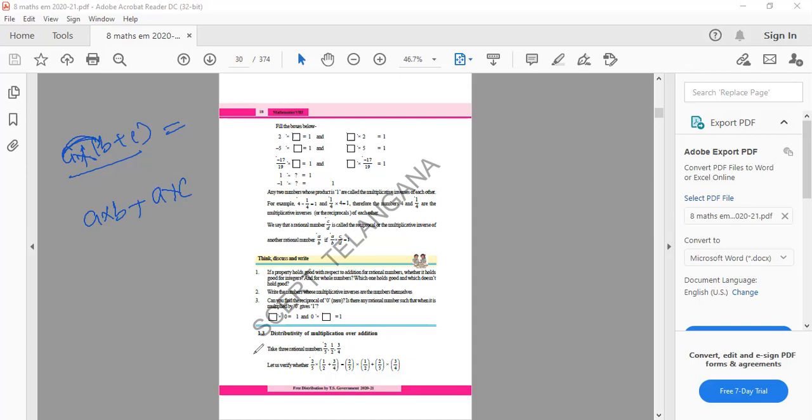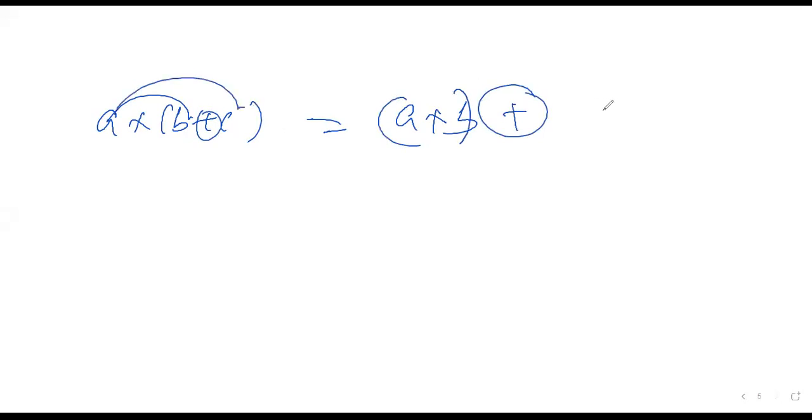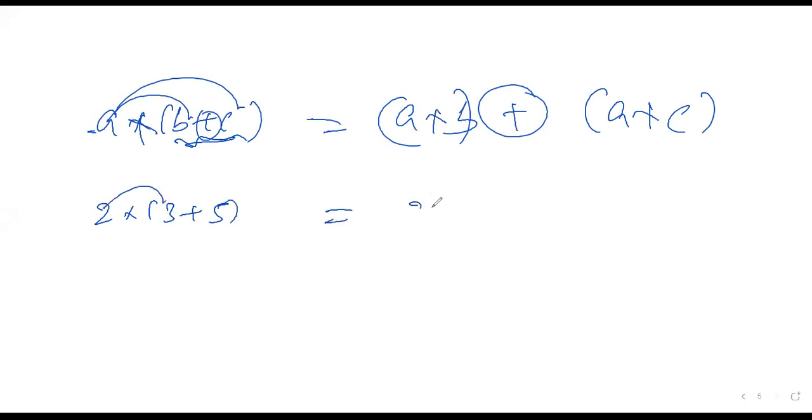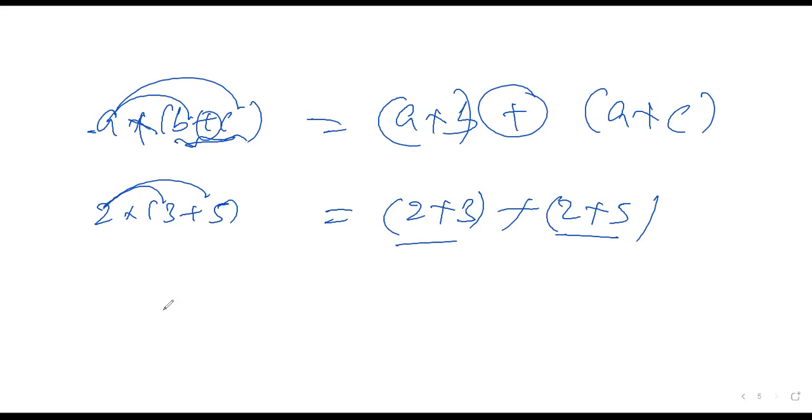What is the thing here? Very simple. a times (b plus c): first of all a into b, plus a into c. This is the distribution of multiplication over the addition. Example: 2 into (3 plus 5). This you can write as 2 into 3 plus 2 into 5. This is the distribution over the addition.